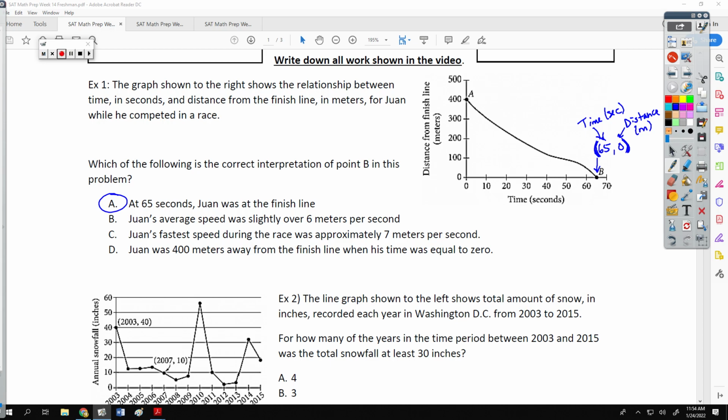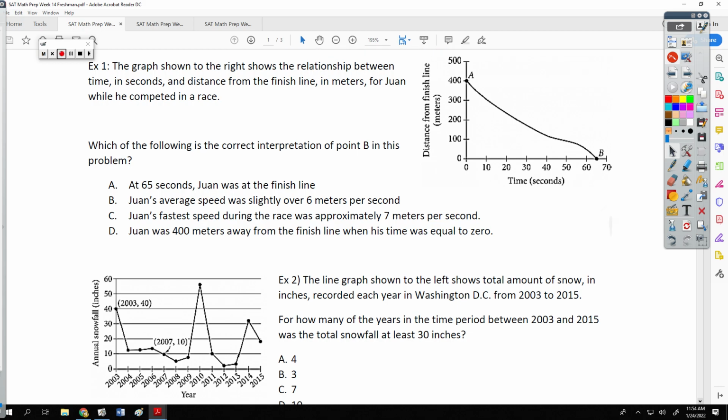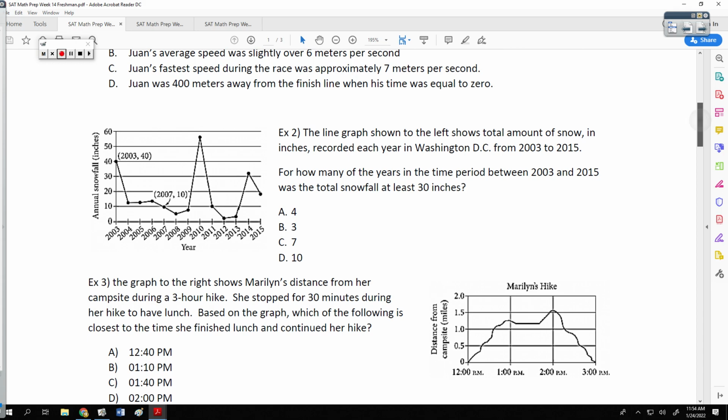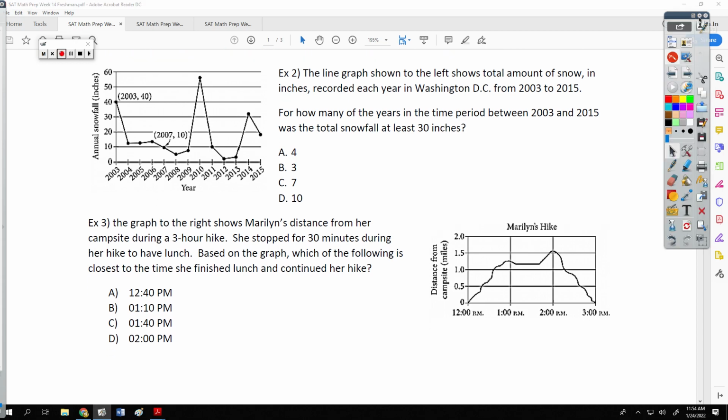Okay, on to example 2. Okay, and we're trying to show you examples of problems that are a little bit easier. Let's see if I can get this to scroll right here. There we go. Okay, the line graph shown to the left shows the amount of snow in inches recorded each year in Washington, D.C. from 2003 to 2015. So again, the first part of the problem here is just explaining the graph. What is it? What is it showing?